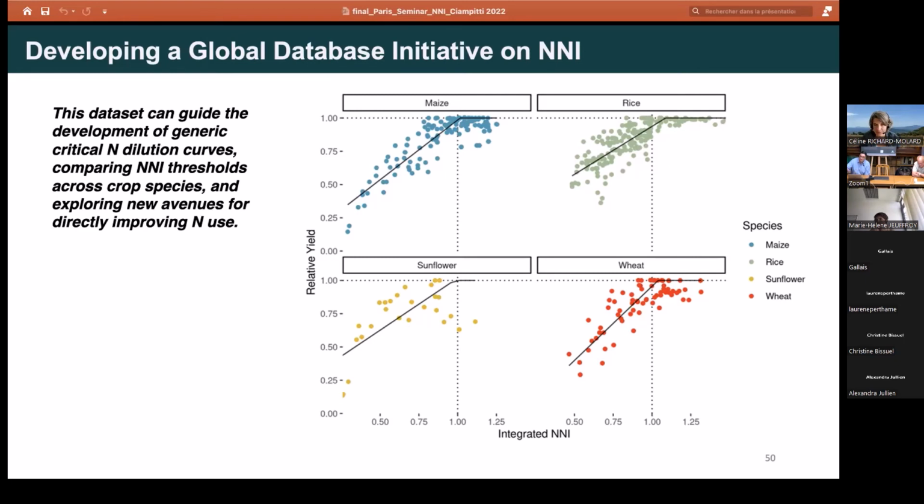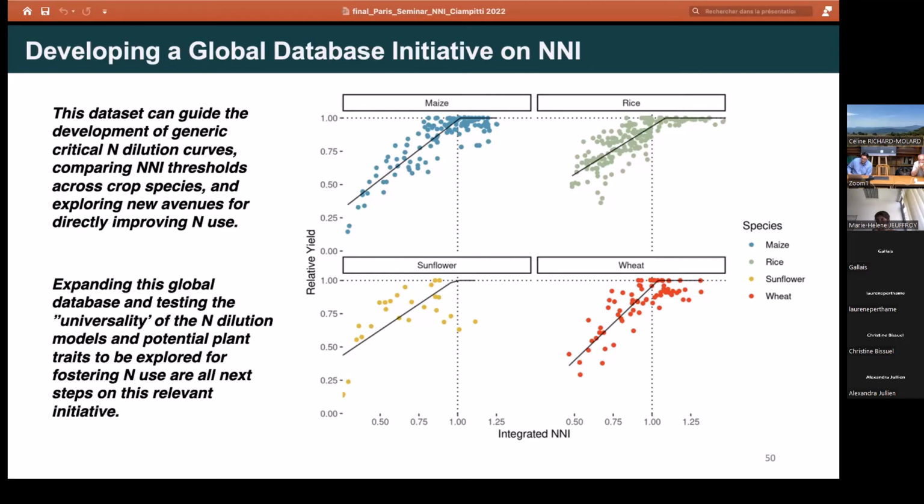And questions like this one, for example: is the critical threshold for the Nitrogen Nutrition Index the same across all crops? Or does it depend on the leaf morphology, or the plant morphology, or the canopy architecture? And we don't know that. I think that we need to start thinking about ideas on how we can start using these data sets, testing the universality of the dilution curve, thinking about how we can use this information, okay?